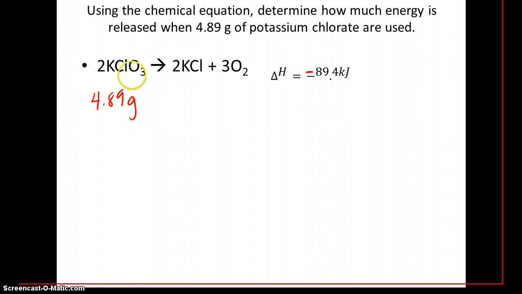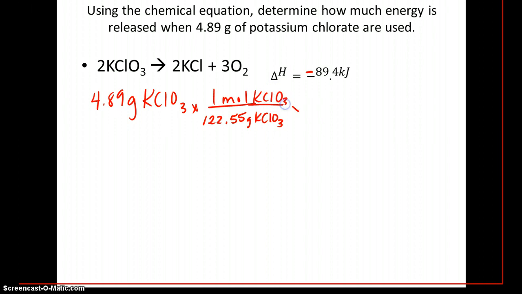Now, we don't have 2 moles. Instead, we have 4.89 grams of potassium chlorate. As you're probably guessing, we need to figure out how many moles that is so that we can apply this number to it. What we're going to be doing is what we've done often enough before: we're going to convert those grams into moles. That equals 1 mole. I simply went into my periodic table and added the potassium, 1 chlorine, and 3 oxygens to get the molar mass of this.